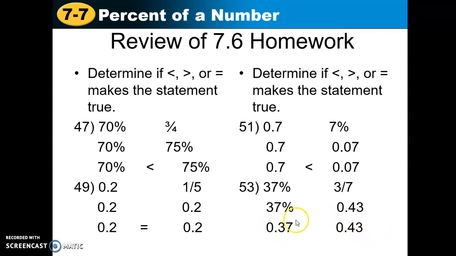This is going to be less than 0.43. Okay, so 37% is less than 3/7. Sorry about 51, this should be greater than. So make sure you're correcting that on your homework.